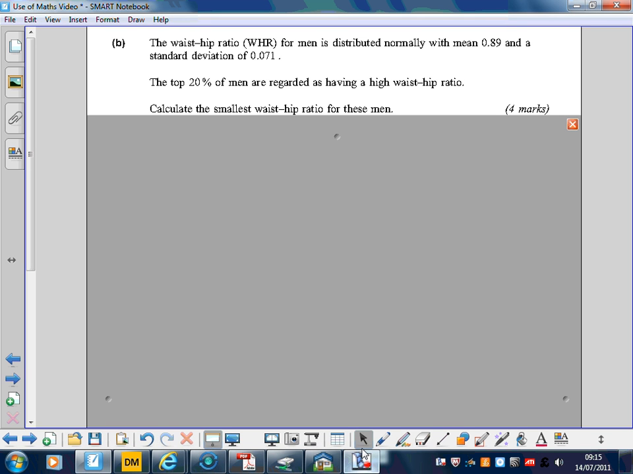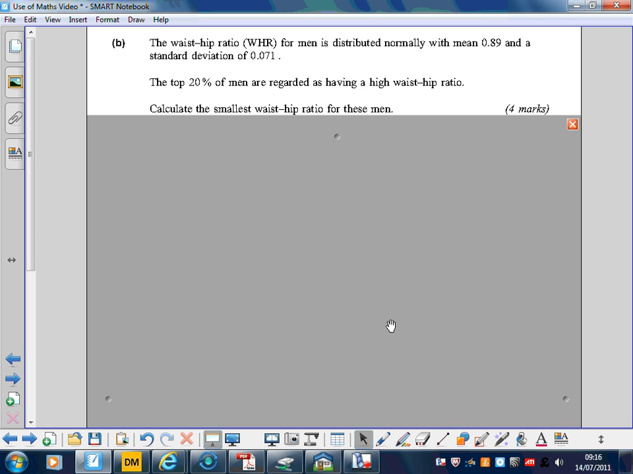Right, question 5 part B. The waist-to-hip ratio for men is distributed normally with mean 0.89 and a standard deviation of 0.071. The top 20% of men are regarded as having a high waist-to-hip ratio. Calculate the smallest waist-to-hip ratio for these men.